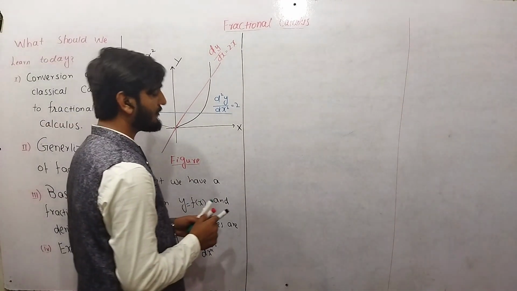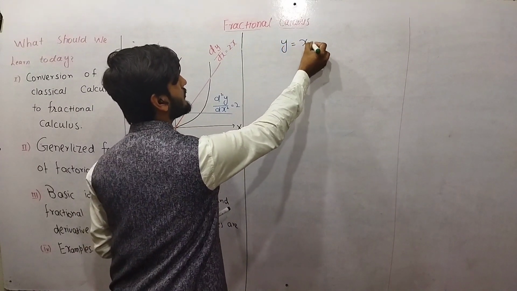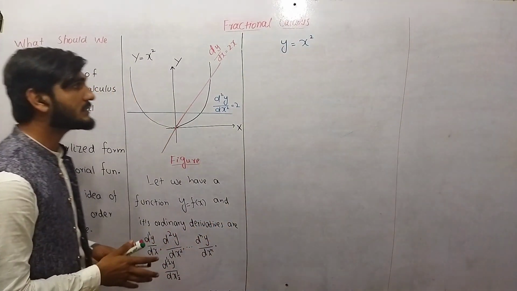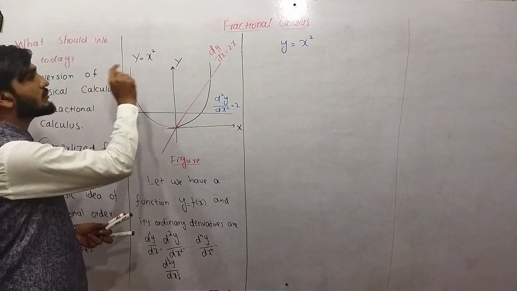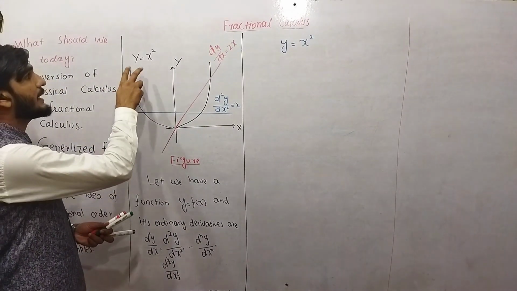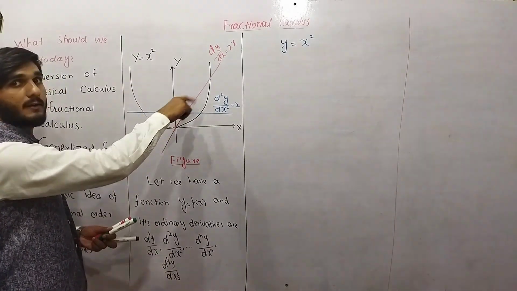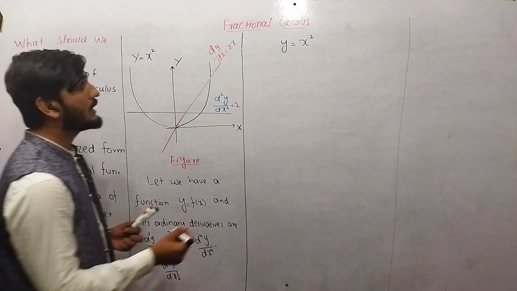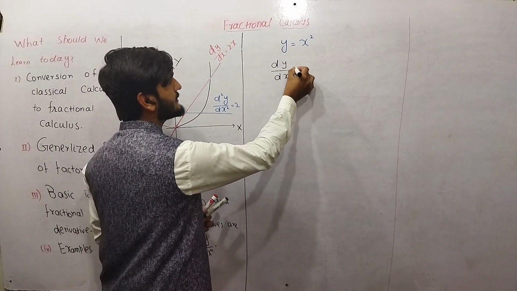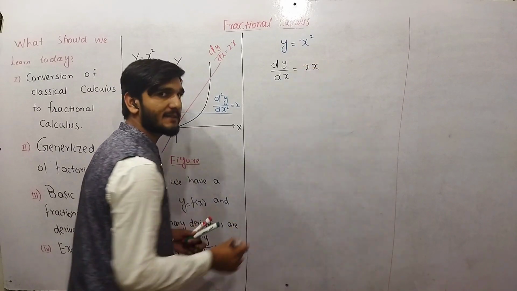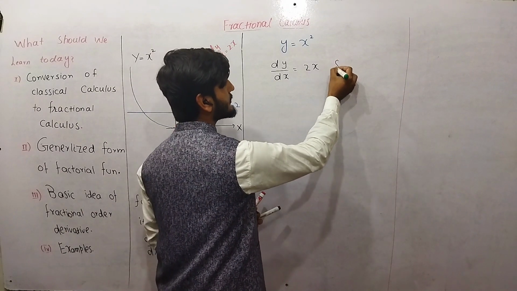Let we have a function y which is equal to x square, as mentioned in the figure. We can say that y is equal to x square and its graph is a parabola, which is mentioned by the black marker. Let me take the first derivative of x square, which is 2x. This is a straight line.